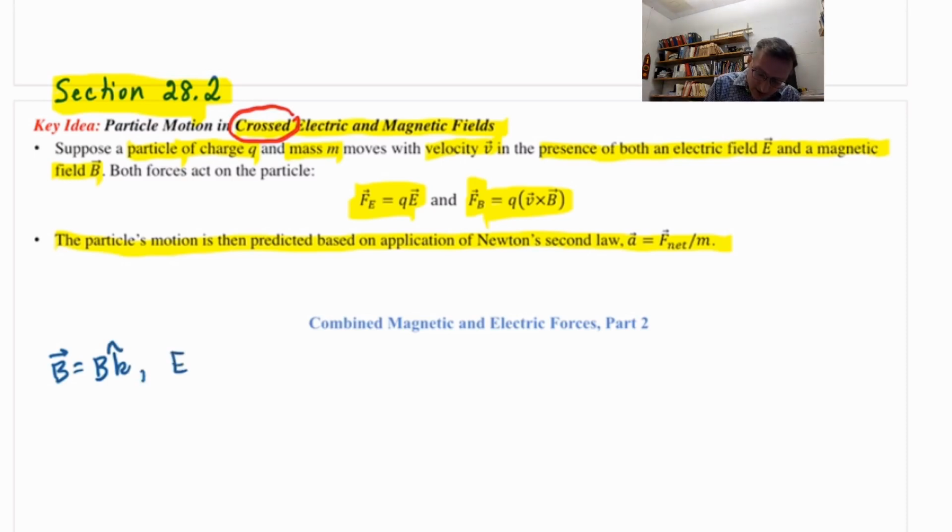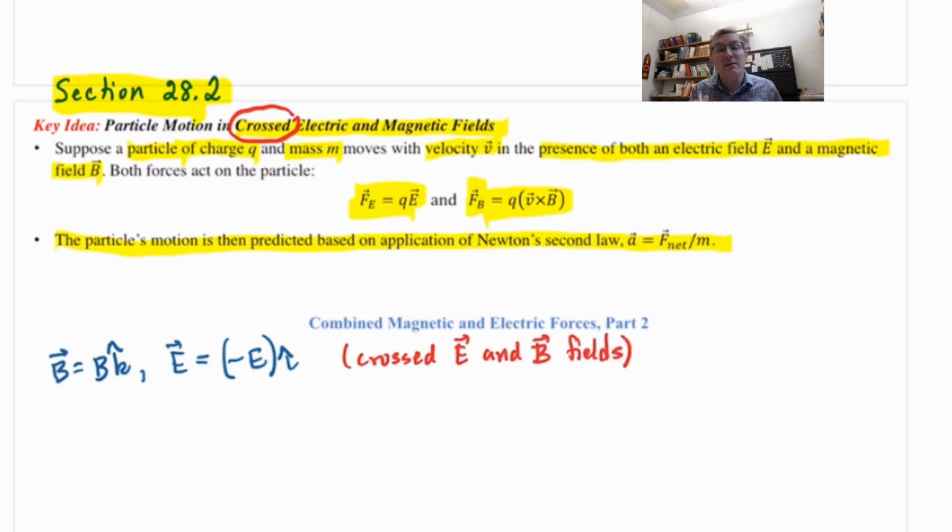And I have an electric field E arrow that's a constant negative E times i hat. That means it's pointing in the negative x direction. And we say that these are crossed E and B fields because they are perpendicular to each other.